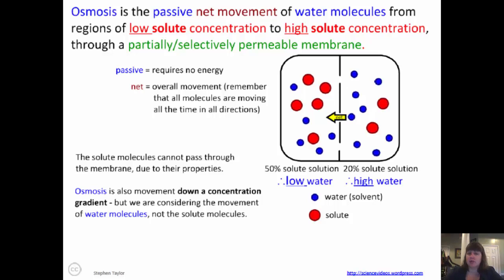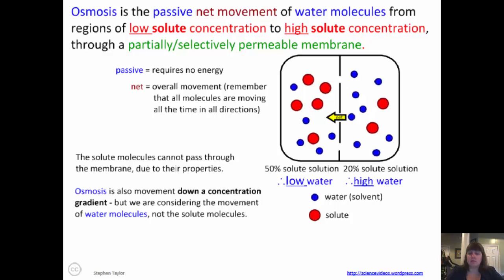So we're still requiring no energy. We're still looking at the overall movement because our molecules are moving in all directions. In this case, when we're looking at osmosis, the solutes cannot pass through the membrane due to their properties, due to their size or their charges. So osmosis is just the movement of water, or the net movement of water. And we always look at the movement of the water. It's typically expressed as percentages of solute solution.